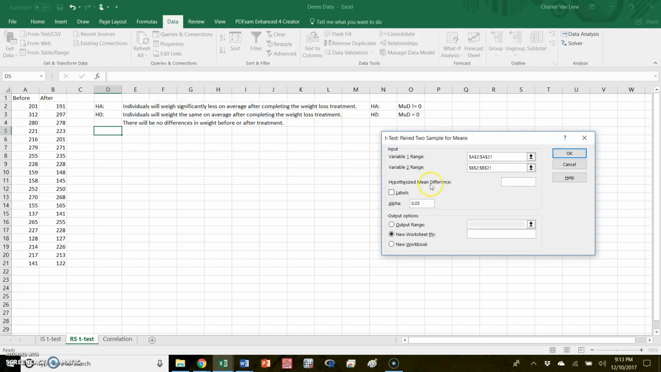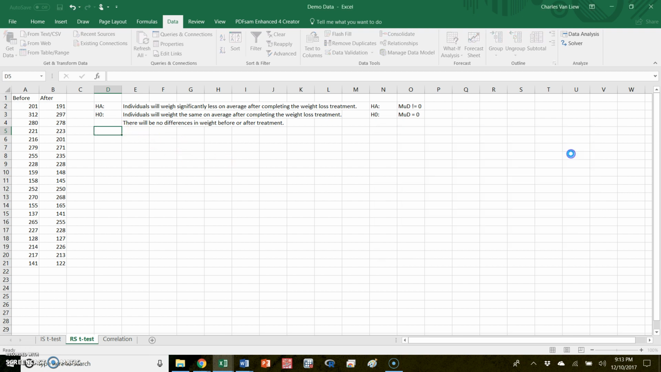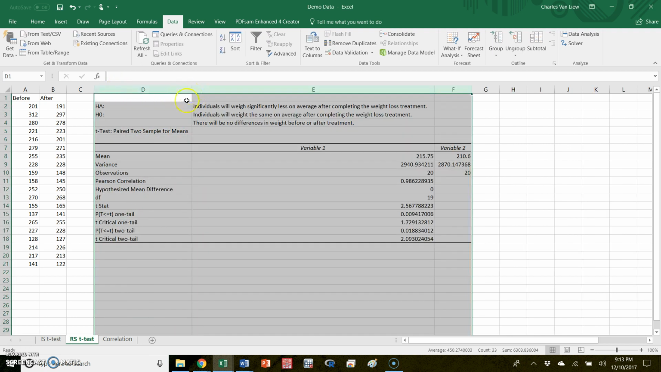So the hypothesized mean difference, this is looking for what did you expect the difference to be according to the null. And we expect the difference to be 0 according to the null. So that's what we'll put in there to test. Remember, we always test our data assuming the null is true. We're asking what is the probability of observing the difference we have if the null hypothesis is true. So we're going to put our output here in this box, and we're going to go ahead and perform our test.